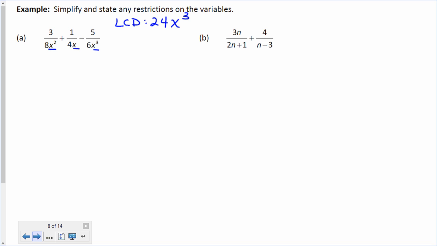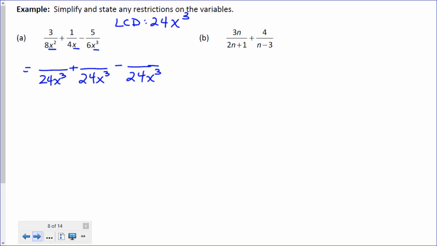Just as 8 goes into 24, 4 goes into 24, 6 goes into 24, we also have x squared goes into x cubed, x goes into x cubed, and x cubed goes into x cubed. So I've got my denominators. Now I'm going to write it 3 times. Eventually you may not need to do this, but I'm just going to be very clear this time.